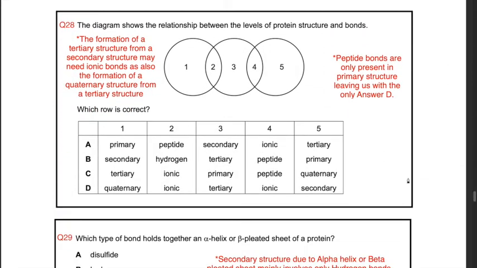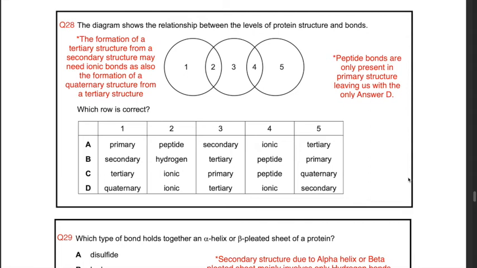Question 28. The diagram shows a relationship between the levels of protein structure and bonds. Which row is correct? Key thing you should note is that peptide bonds are only present in primary structures, leaving us with the only answer being D, because all the other answers A, B and C have peptide bonds in other levels of protein structure, which is incorrect. Peptide bonds are only involved in the primary structure. Therefore, the answer is D.